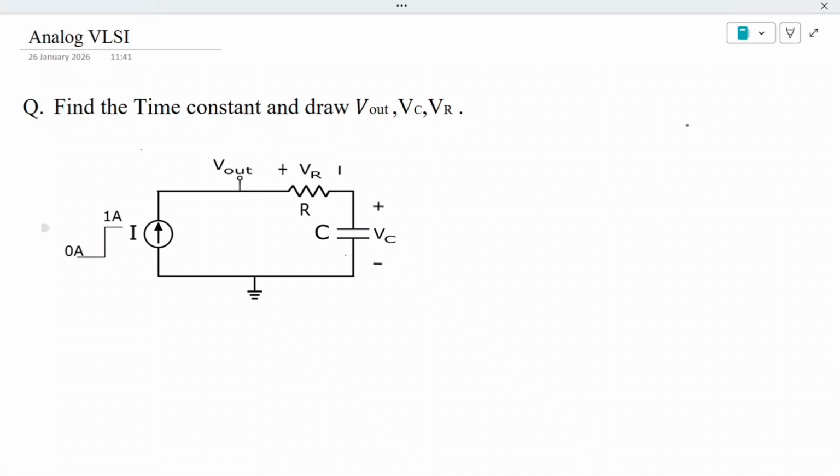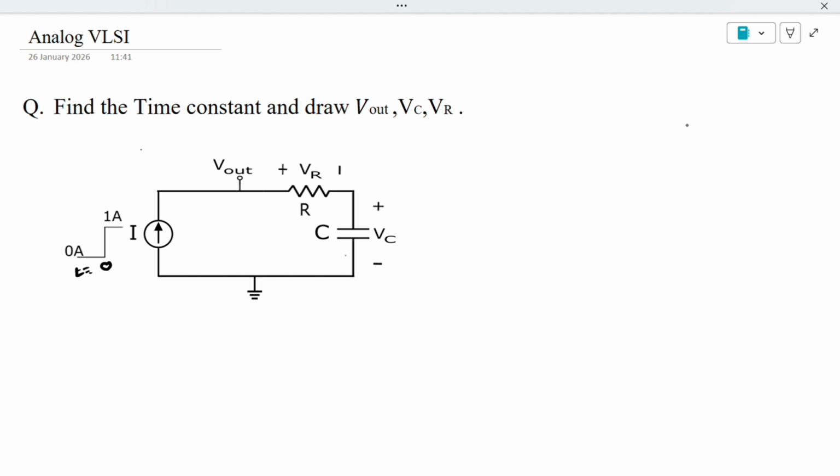Hello guys, today we will try to intuitively analyze various different kinds of RC circuits with current input. Most people will get confused when the input is current. So here the input is given as 1 ampere step current input. If you see here, the input is changing from 0 to 1 at time t is equal to 0.